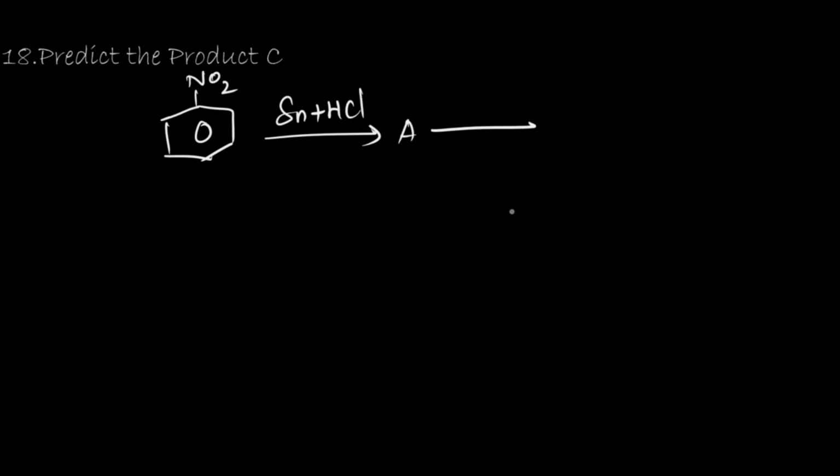Let's say this question is asking for predicting the product. So what is the reaction given over here? That is NO2 with Sn/HCl gives A, and then NaNO2 plus HCl gives B, then C2H5OH gives us C. So what is the product C?